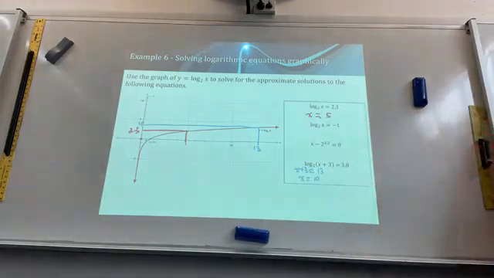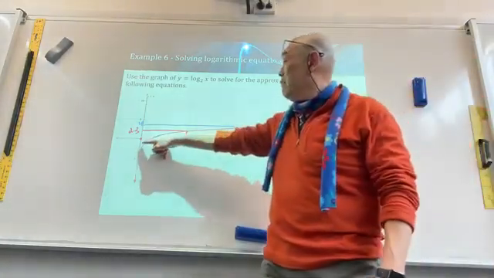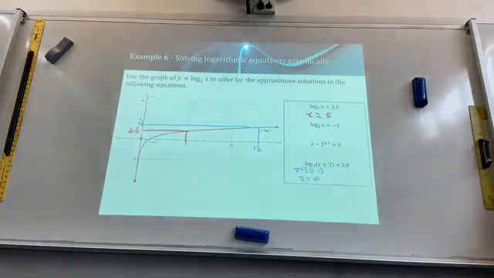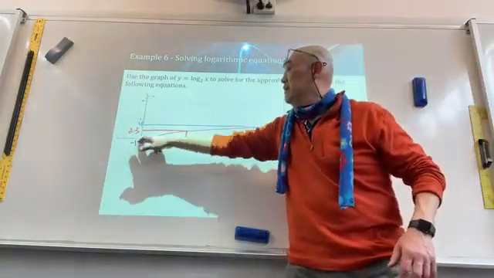Second one, again read from the graph. It has to be -1, where's -1? -1 is here. So, again, estimate from the graph, 0.5. See that? It's only moved across.